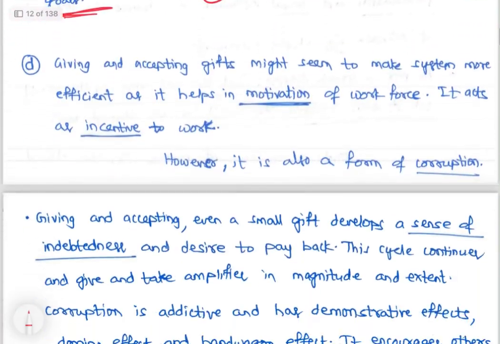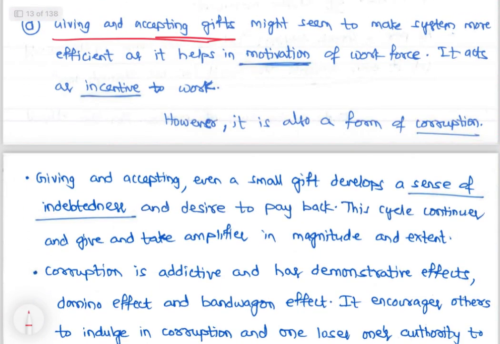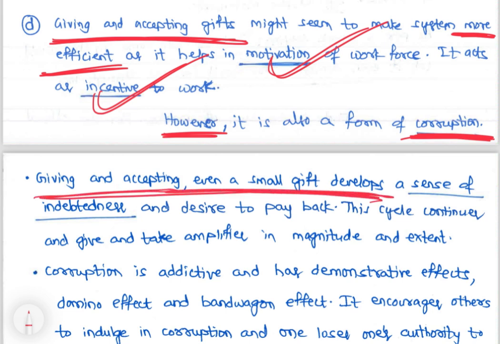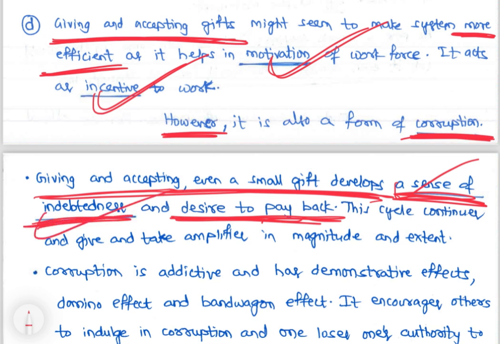ठीक है, अब देखो, giving and accepting gifts might seem to make system more efficient as it helps in motivation of workforce. It acts as incentive to work. Right? Motivation भी provide करती है, incentive to. However, it is also a form of corruption. Right? By gifts accept करना, that is also a form of corruption, because giving and accepting even a small gifts develop a sense of indebtedness and desire to pay back.